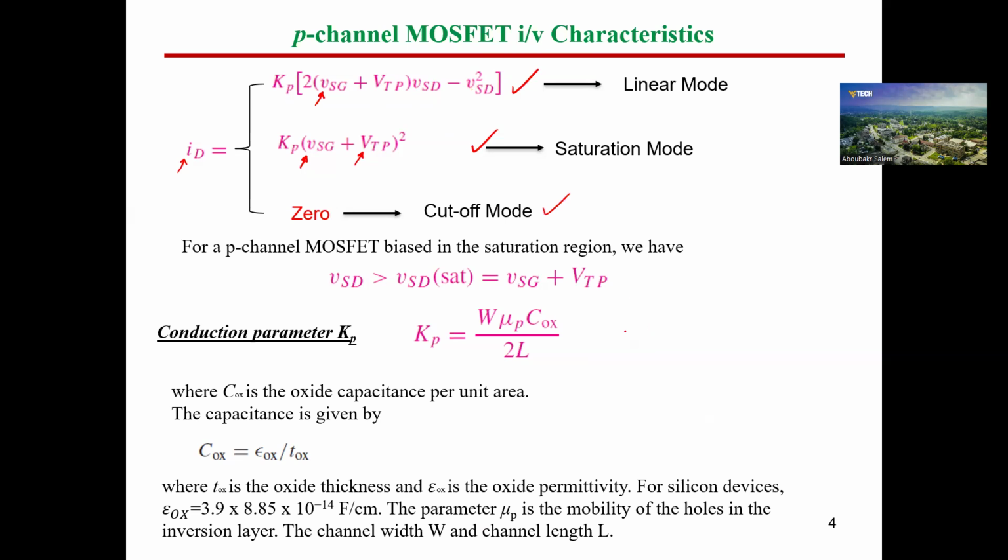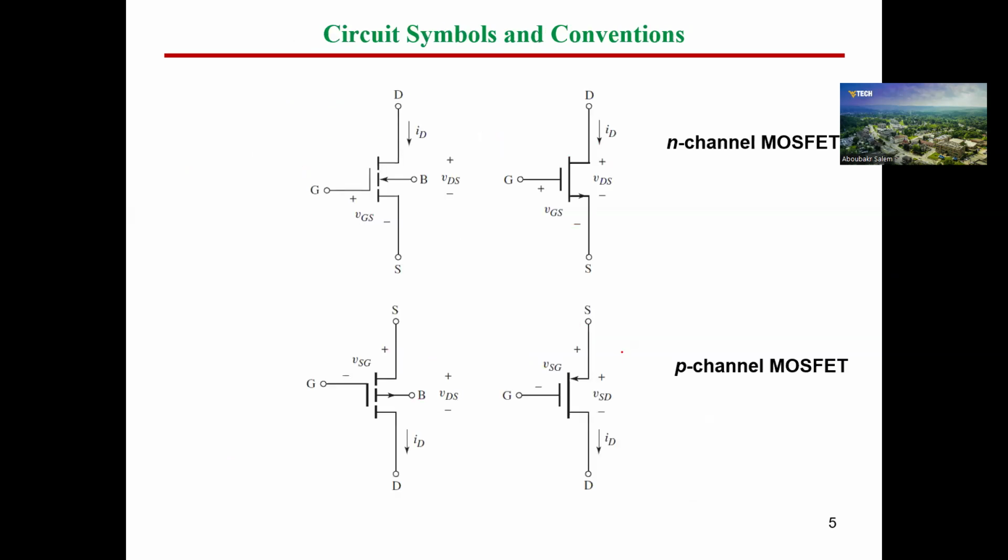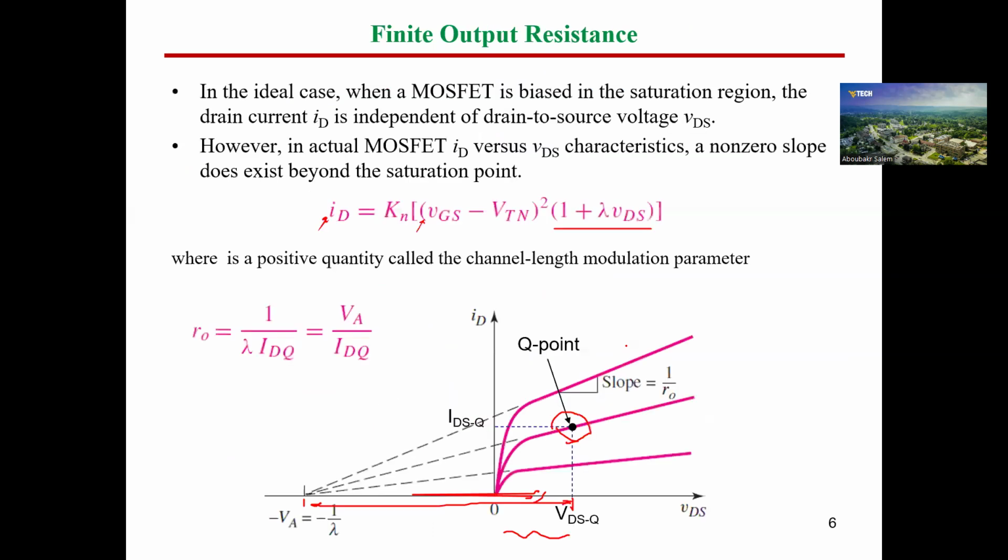And for the conduction parameter, instead of Kn in the N-channel MOSFET, we have Kp, and in Kp, instead of mu n, the electron mobility, we have the hole mobility mu p. So these are the differences between N-channel and P-channel in terms of the mathematical model and the operation. And regarding the symbols as well, we discussed the symbols of the two types of MOSFETs.